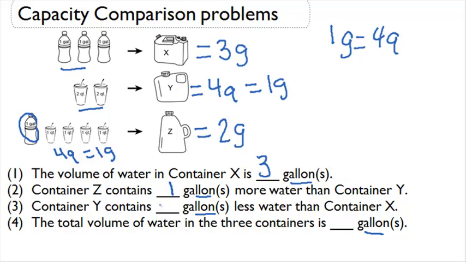Now container Y contains blank gallons less than container X. Container X holds 3 gallons and container Y holds 1 gallon. So with simple subtraction I can see that container Y holds 2 gallons less than container X. Now the total volume of water in the 3 containers is blank gallons. I have 3 plus 1 plus 2. Well, 3 plus 1 plus 2 is 6. So my total volume of water in all 3 containers is 6 gallons.